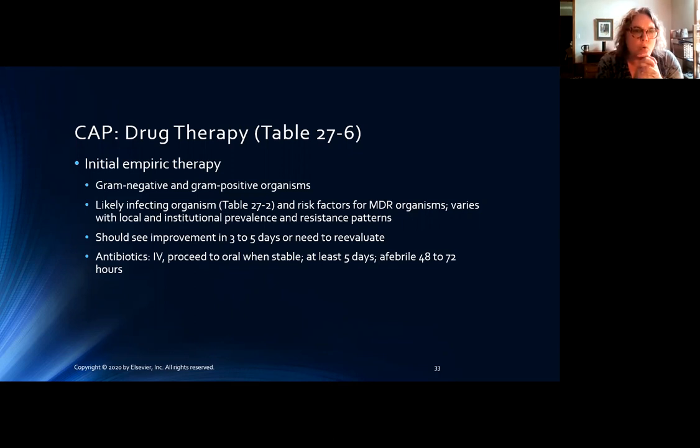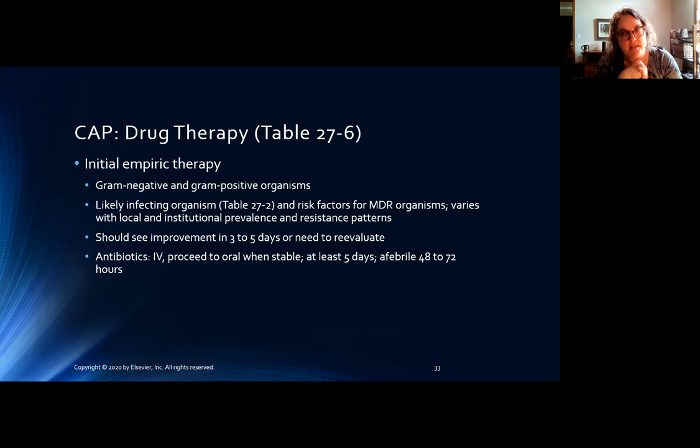Pneumonia really loves, you'll use a lot of your microbiology class in working with your pneumonia clients. So what we're ideally doing is going after the most likely infective organism and determining any risk factors for multiple drug-resistant organisms. It does vary between local and institutional prevalence and resistance patterns. So not only are we looking at the individual, but we're also looking at the public health trends and seeing what Olmsted County is reporting, or whichever county it is that you are practicing in.